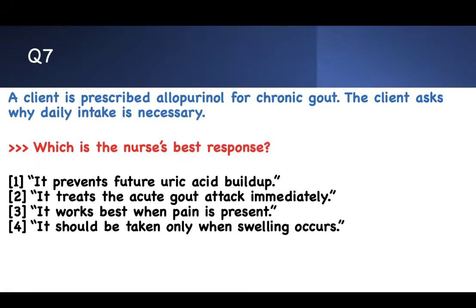Which is the next best response? A client is prescribed allopurinol for chronic gout. The client asks why daily intake is necessary. Step back. Ask yourself, what is the question asking? It's asking about allopurinol. What is the question? The question said for chronic gout. Patient wanting to know whether I have to take it daily.